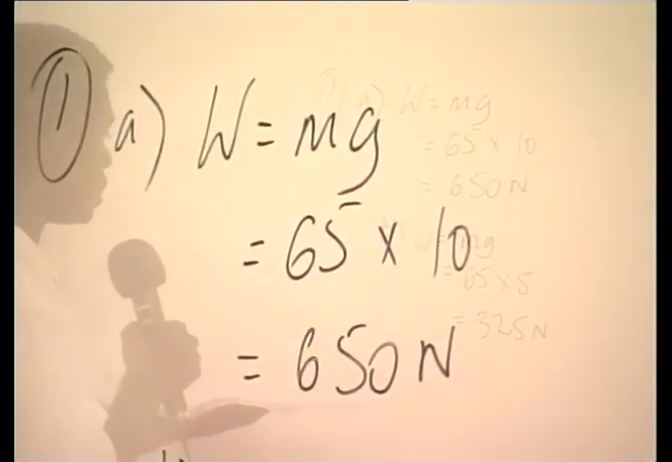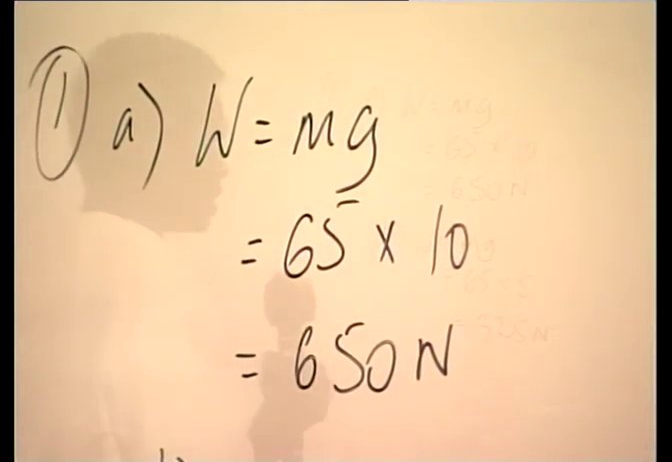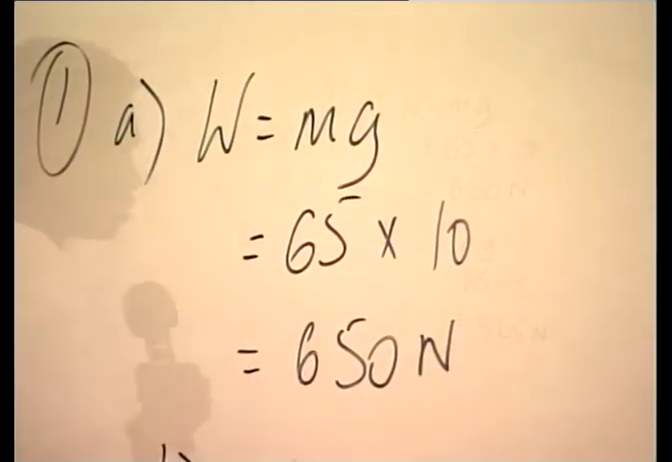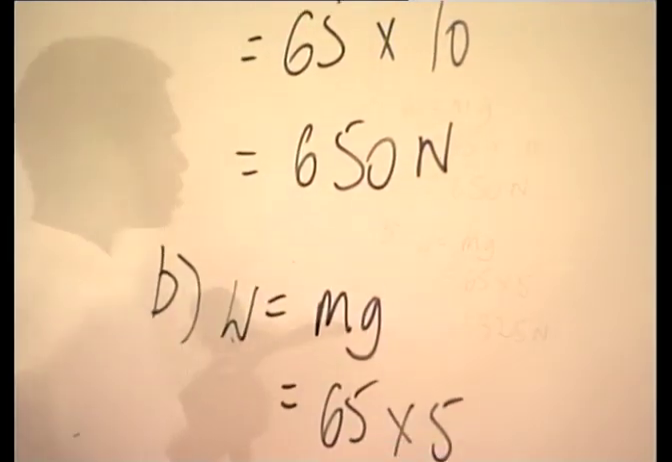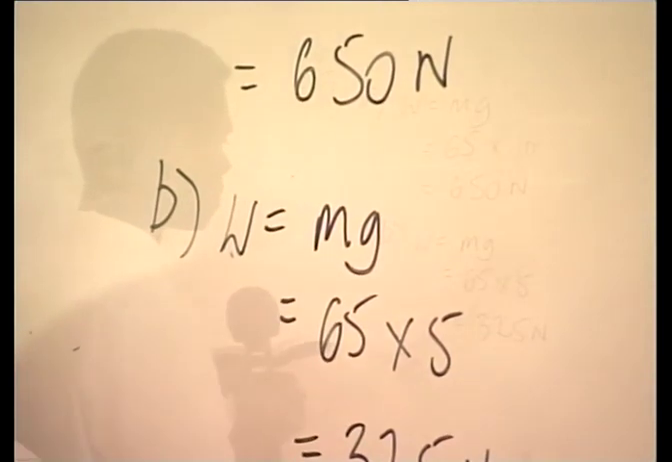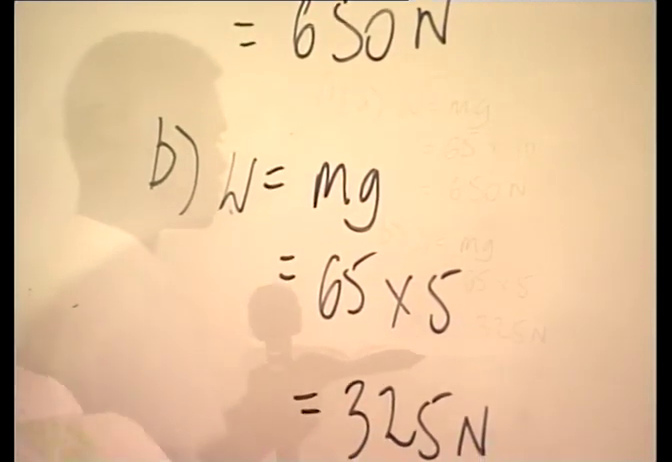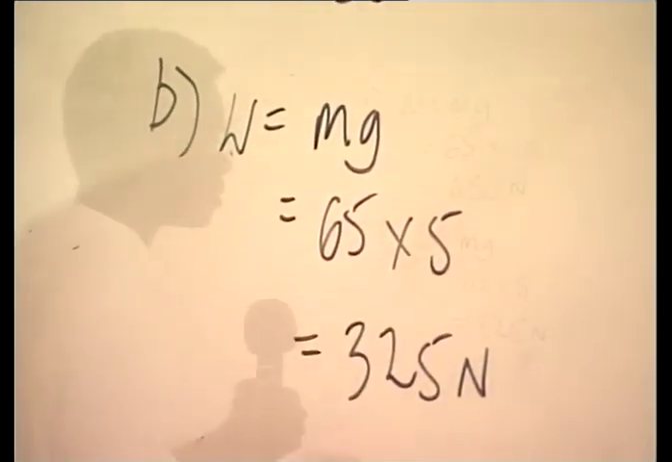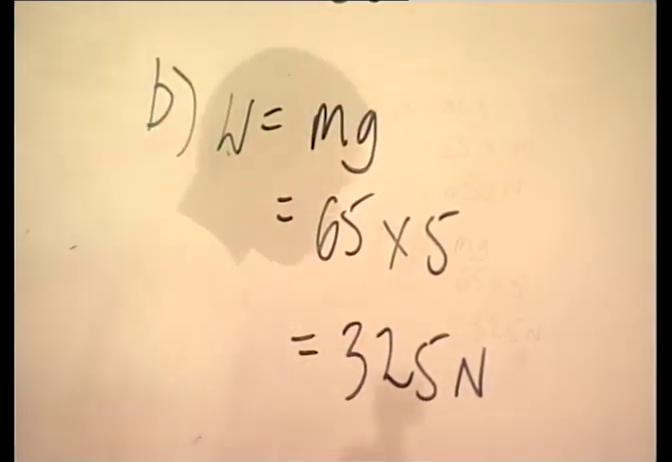Okay, in A, on Earth, using the formula weight is equal to mass times acceleration due to gravity. The mass is 65 kilograms, and you multiply that by 10, which is the acceleration due to gravity on Earth, and the weight of the person on Earth should be 650 newtons. On another planet where the acceleration due to gravity is 5, his mass, which is 65, multiplied by the acceleration due to gravity will give you his weight, which is 325 newtons.